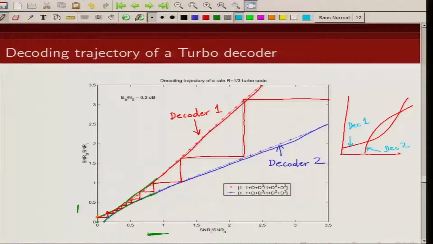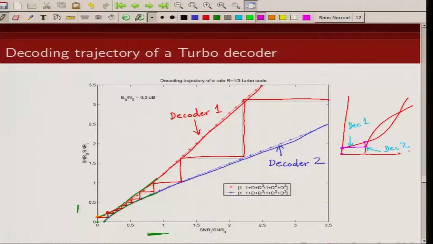So, what happens here? You start off with this SNR 0 point, you are getting this output SNR from the decoder 1. Now, this is input to the decoder 2. So, you will get to this point, then from here you will get to this point, then you get to this point and then here you are stuck because these two graphs cross each other.